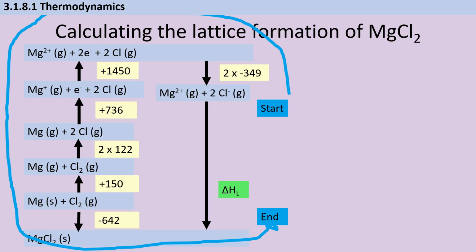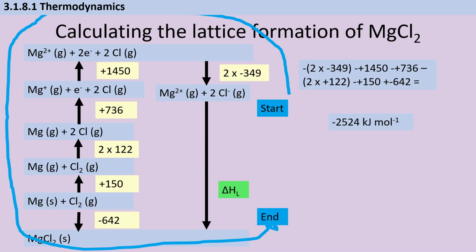So each time that I'm going the wrong way up an arrow, I'm going to take the negative of that number. So I'm going to end up with the negative of 2 lots of -349, the negative of +1450, the negative of +736, the negative of 2 lots of 122, the negative of +150, and then this final arrow I'm going the correct way down, so I'm just going to add it on, and that's going to give me an overall value of -2524 kilojoules per mole.